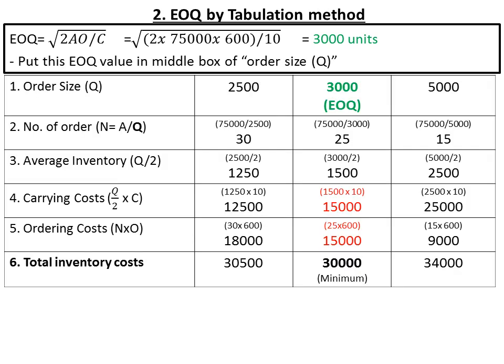Now this is the table. There is the order size Q. Put this EOQ value in the middle box of order size Q. Here is the green Q, EOQ equals 3000 units. We can put it in the middle box of the order size.